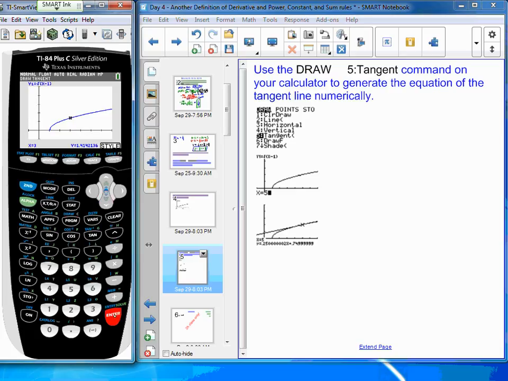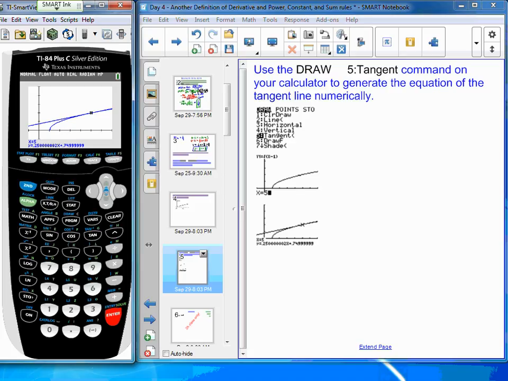After selecting that, we're going to go ahead and enter our x value of concern. I want to do that at x equals what? 5, so we'll do 5, enter, and watch this. The calculator will draw a tangent to the curve at my specified x value. We said x equals 5. Then it will spit out an approximation for its equation. How cool is that?